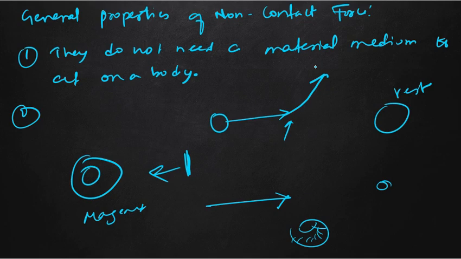So that means using a force, we can set a stationary body into motion, we can stop moving bodies, we can change the direction and speed of a moving body, and also we can change the dimension of a body by applying a stretching force or compressive force.